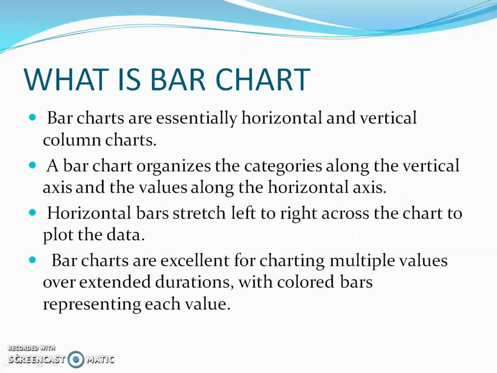What is bar chart? Bar charts are essentially horizontal and vertical column charts. A bar chart organizes the categories along the vertical axis and the values along the horizontal axis. Horizontal bars stretch left to right across the chart to plot the data. Bar charts are excellent for charting multiple values over extended duration with colored bars representing each value.